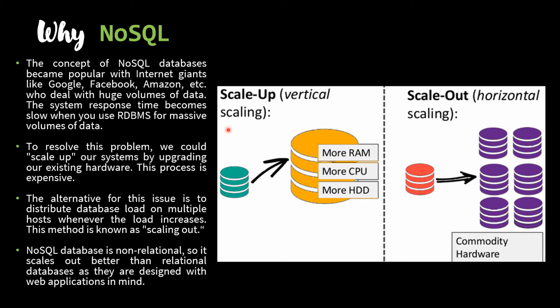Okay, so the apartment becomes higher, but at least it cannot go on like that forever, because there is some extent where a building has to stop. It cannot be taller and reach the sky, otherwise it will collapse and fall down. That's why scale up has a limitation. That means having more RAM, more CPU, more HDD will sometimes have a limitation.